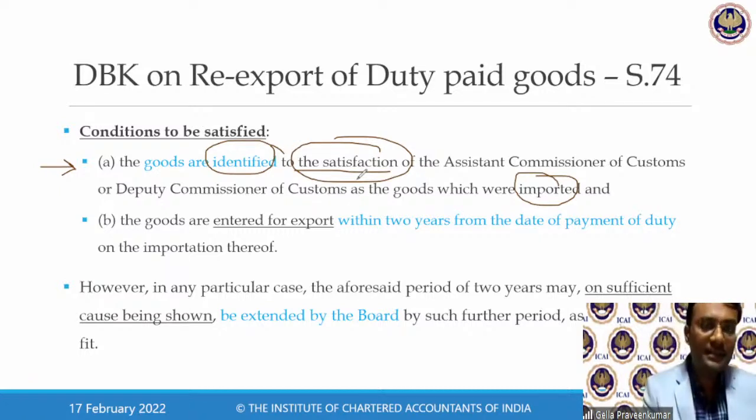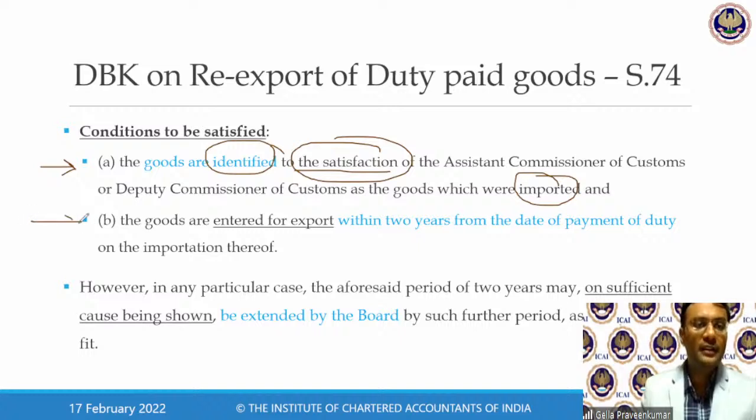So what has to be done? I have to establish an identity. For that, I, as an importer, as a person who has paid the duty, have to prove to their satisfaction that there is a connectivity, a comparability, an identity which has been established. Right? This is the first condition.